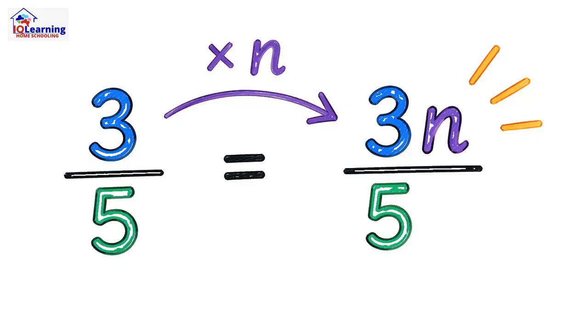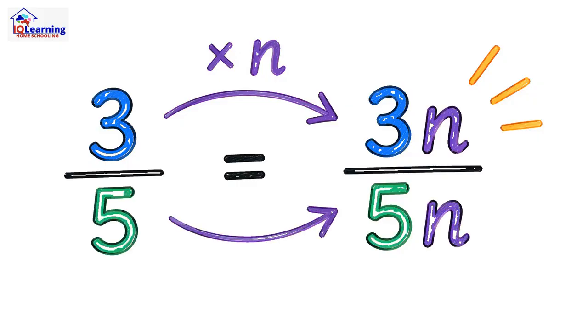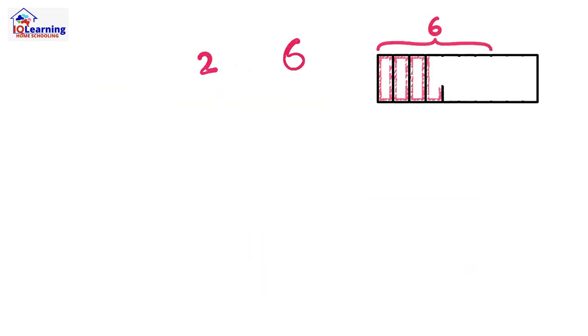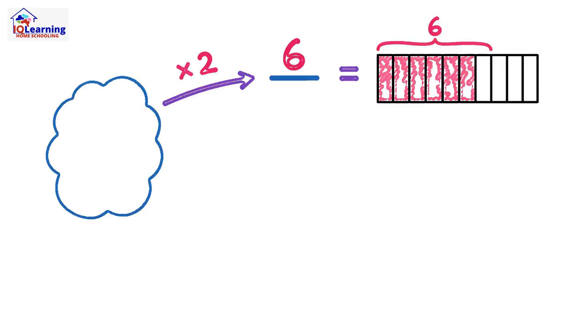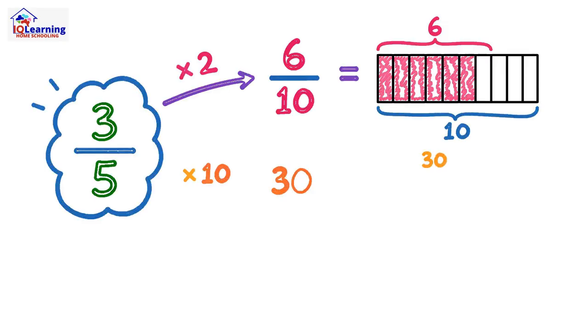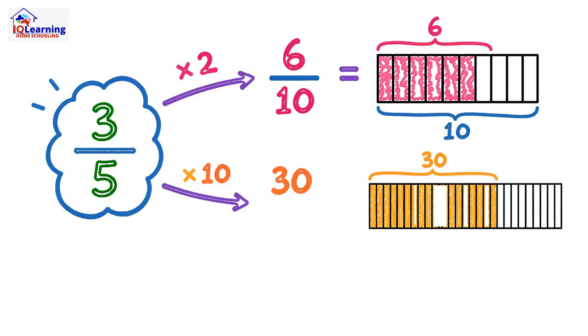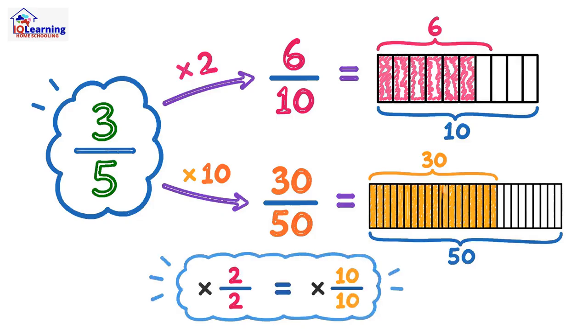To make a fraction equivalent to, say, 3/5, just multiply the top and bottom by the same number. Multiply by 2, you get 6/10. By 10, you get 30/50. This works because you're essentially multiplying the fraction by a form of 1, like 2/2, which doesn't change its value.